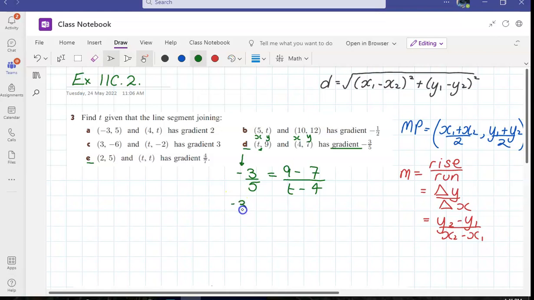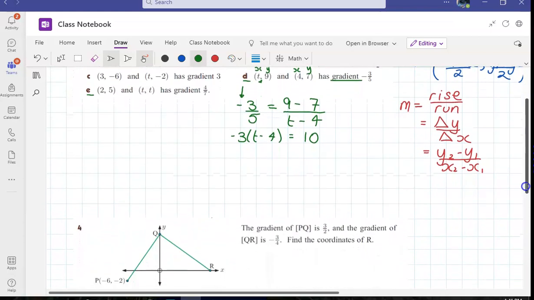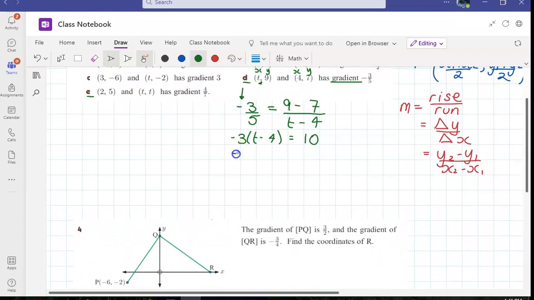It becomes minus 3. 9 take 7, 2, 5 2s are 10. And are we happy that we could solve this now? Okay, so we'd expand, concentrating, minus 3t equals minus 2. So then we've got 2 over 3. All groovy?